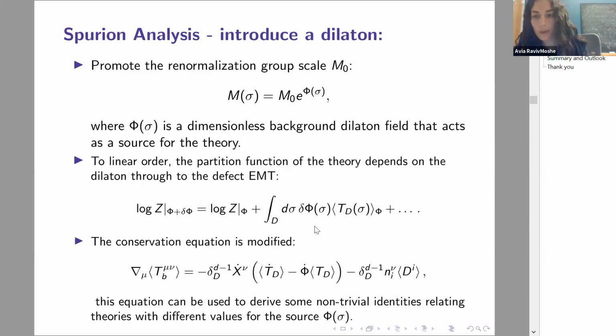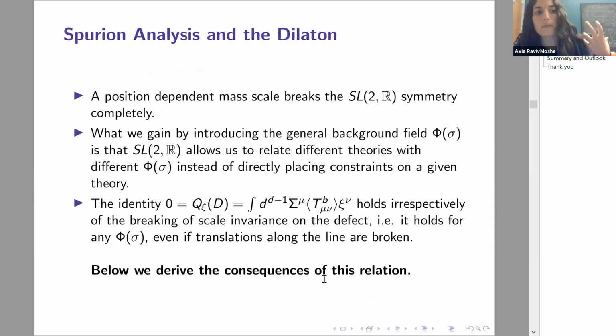Now, because we broke the translations along the line by having a mass scale that depends on the line coordinate, we actually broke the SL(2,R) completely. And then again, the Ward identity gets modified. One can calculate how it is modified, and it is modified by this new term here. Now we can use this equation to derive some non-trivial identities that relate different theories with different values of the sources φ(σ). As I said, by having a position-dependent mass scale, we broke the SL(2,R) symmetry completely. But what we gain by introducing this dilaton is that the SL(2,R) symmetry will allow us to relate different theories with different values of φ(σ), instead of directly putting constraints on a given theory.